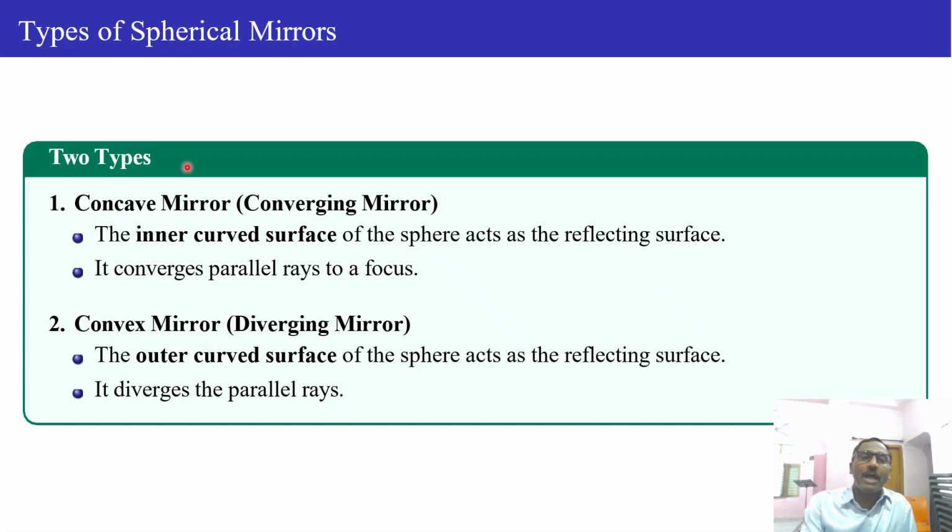So first one is the concave mirror. The other name for a concave mirror is a converging mirror. What is another name for a convex mirror? Diverging mirror. So the concave mirror is a converging mirror, and the convex mirror is a diverging mirror. We will see what is converging and what is diverging. First we are going to learn about the concave mirror.